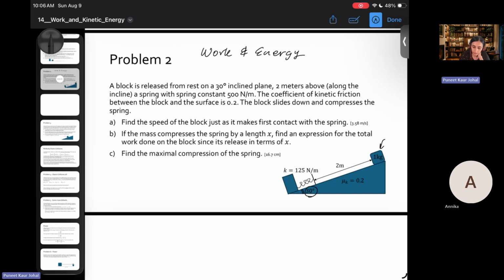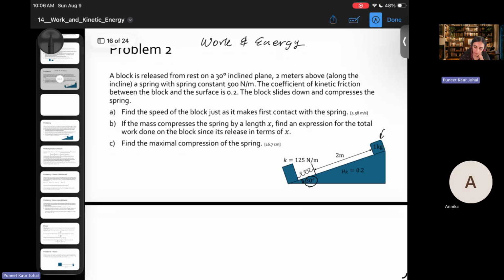2 meters above, along the incline, a spring with a spring constant of 500 newtons per meter. So we know this displacement of the block.